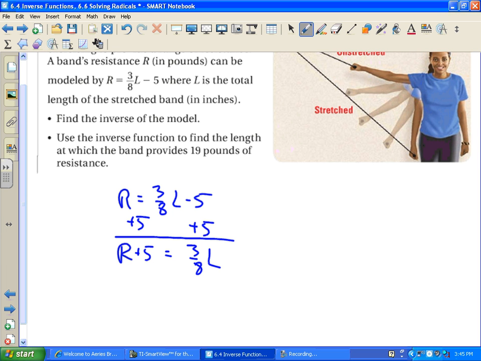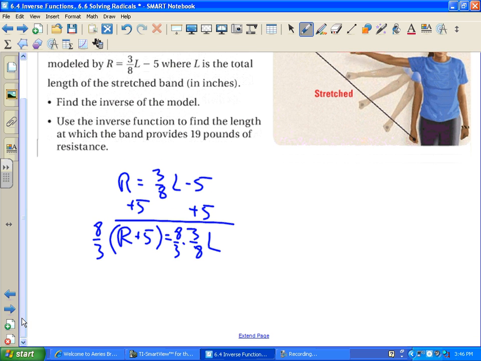Let's see, R plus 5 equals 3/8 L. I will now multiply both sides of this equation by 8/3, multiplying by the reciprocal to get L by itself. So L is going to equal 8/3 times R plus 5. So in other words, the inverse, if resistance is R equals 3/8 L minus 5, then length is going to equal 8/3 of R plus 5.